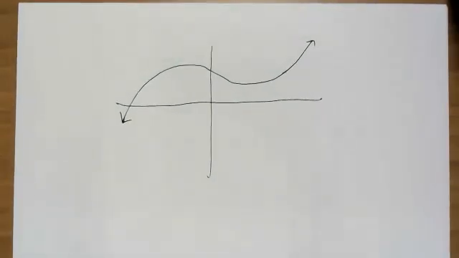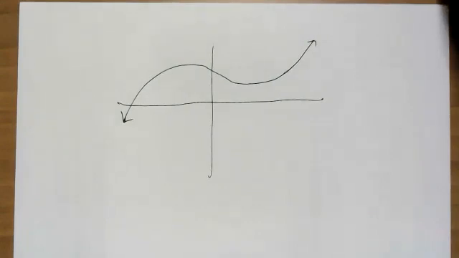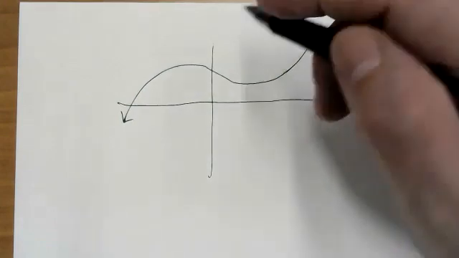So if you're given this graph, you're asked, where is the graph concave up? Where is it concave down? And are there any points of inflection? And approximately where are the points of inflection?